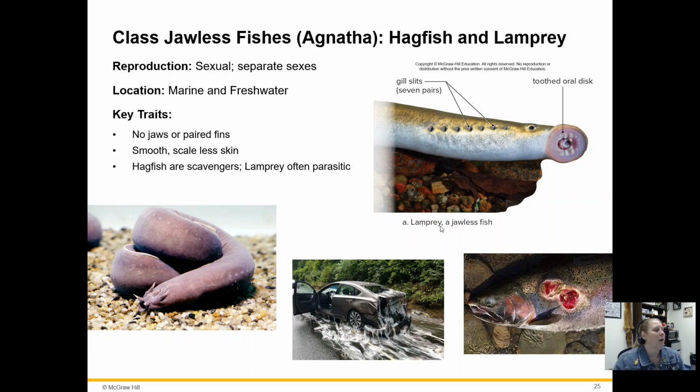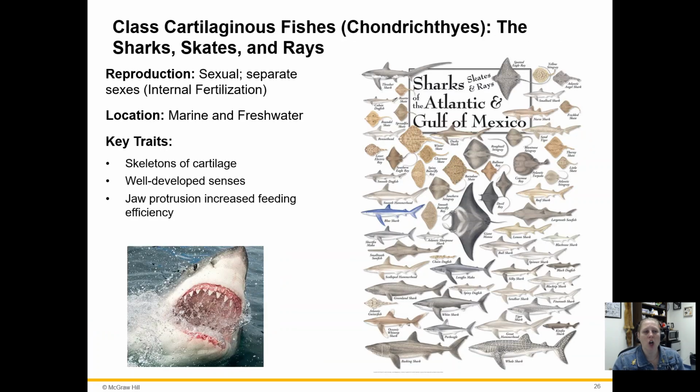Okay. Cool. After our jawless fish, we start to see the development and evolution of jaws. Jaws become a huge game changer in what you can consume. Having well-developed senses, skeletons of cartilage, and this jaw protrusion allowed our cartilaginous fishes, your chondrichthyes, to become a very dominant group of organisms in oceans and also in freshwater environments. These are your sharks, skates, and rays.